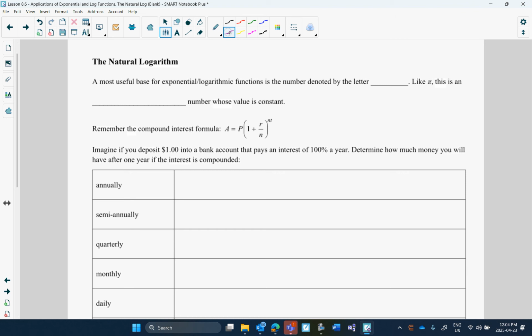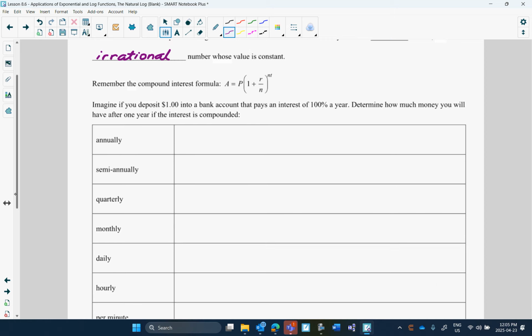When it goes continuously, a funky number comes up, like pi. We all know that pi is 3.14. We're going to get a number that's called E. Anyway, E never repeats or never ends. Therefore, it's called an irrational. Okay? I'm just going to show you where the E comes from.